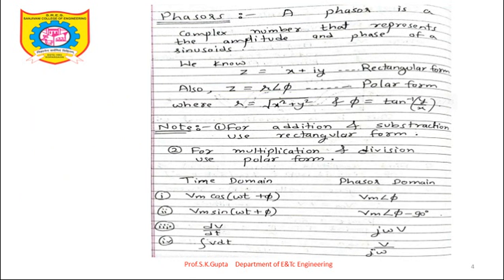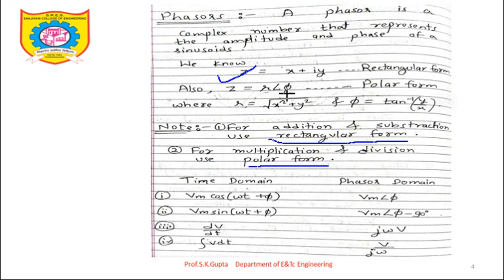Now a few notes. Whenever we want to do addition or subtraction of complex numbers, we use the rectangular form. We prefer the rectangular form. And whenever we want to perform multiplication or division, we prefer the polar form. Okay, for addition and subtraction use the rectangular form, that means x plus iy, and for multiplication and division use the polar form.